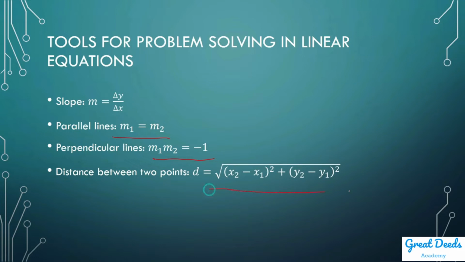Distance between 2 points. And I forgot to write here the coordinates of your midpoint. Given 2 points, A and B, the coordinates of the midpoint, let us call M, are x sub 1 plus x sub 2 over 2, that's the x coordinate, and the y coordinate is y sub 1 plus y sub 2 over 2. So this is like you are just getting the average values of the x coordinates and the y coordinates.